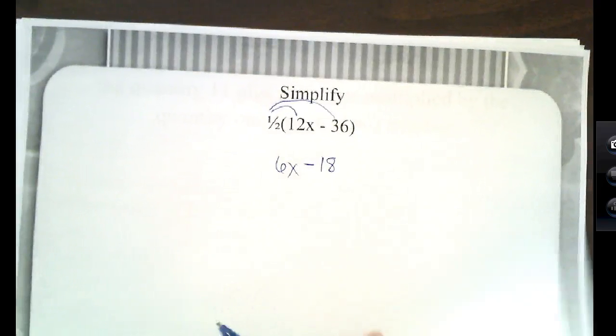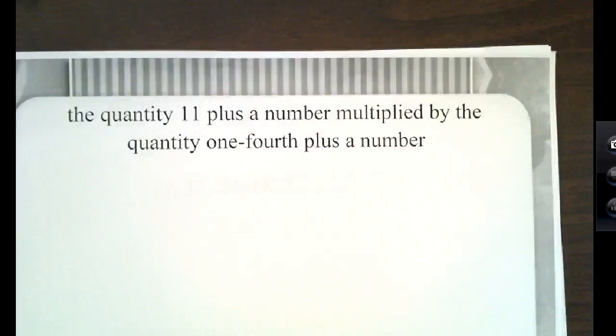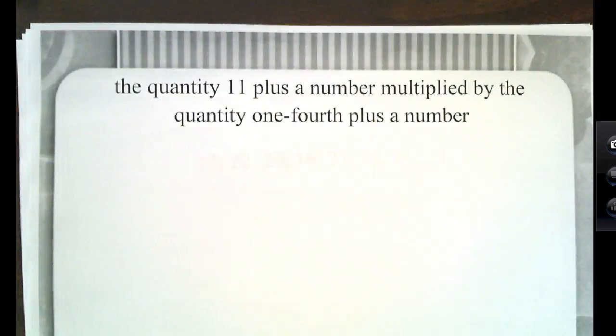So either put that in the right or the wrong pile. And your directions for this one are to write this in full terminology. I want you to take and write this as an expression. Write this as an expression.